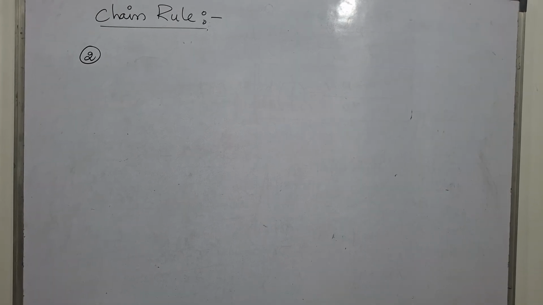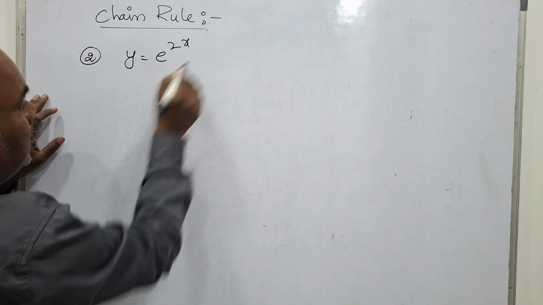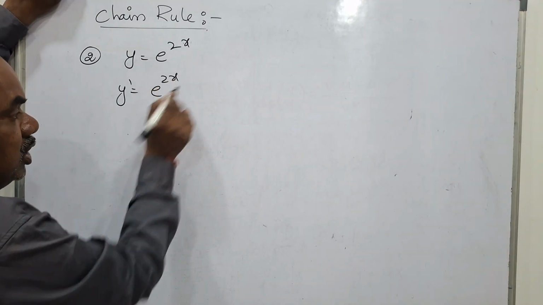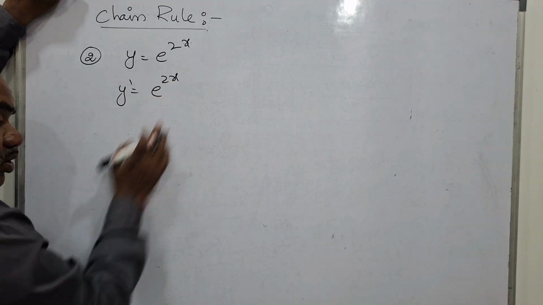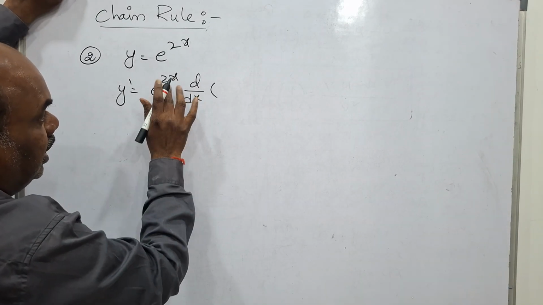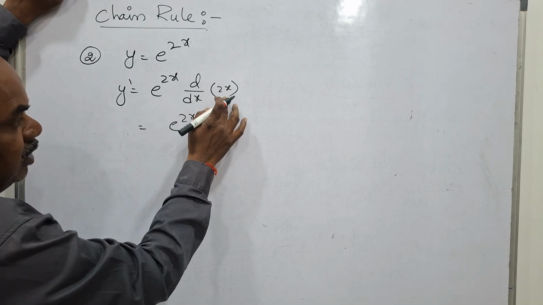Question number 2. y is equal to e power 2x. Find the differentiation, so y dash equals what? The differentiation of e power x is e power x only. But x is not there here, 2x is given. So again you have to differentiate the inside function, 2x. e power 2x, and the differentiation of 2x is 2.